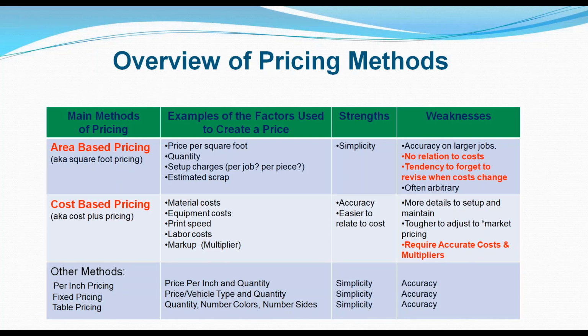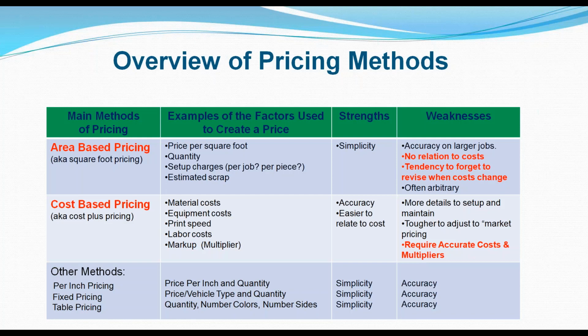First being area-based pricing. It could be a square foot pricing or market-based pricing. Typical factors included: price per square foot of a printed job, maybe a charge on how much quantity they're ordering. Maybe you have a couple of setup charges based on type of job, type of equipment being used, and you may or may not factor in scrap to your job.